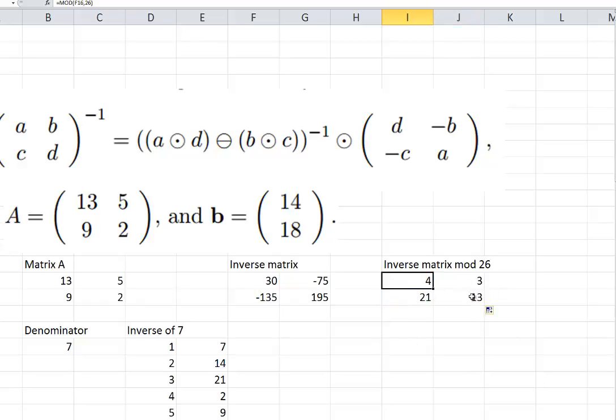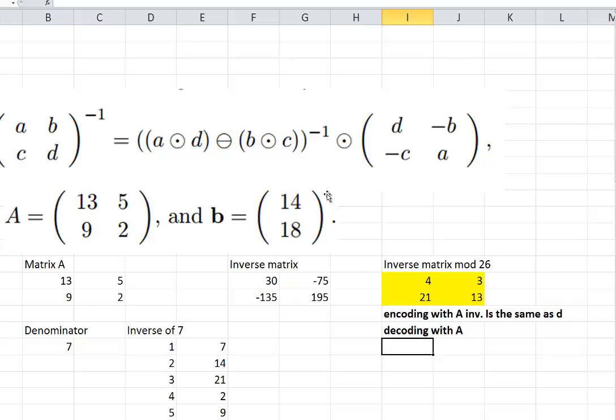So this is the matrix I will use for decoding. I will encode with this matrix. It's the same thing as decoding for this matrix. Let me just emphasize that: encoding with A inverse is the same as decoding with A. That's the important point.